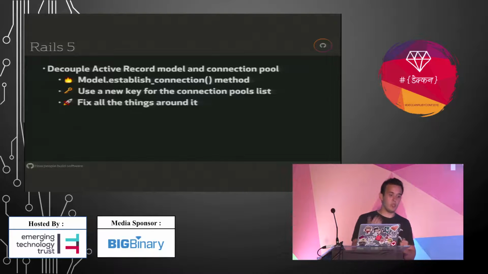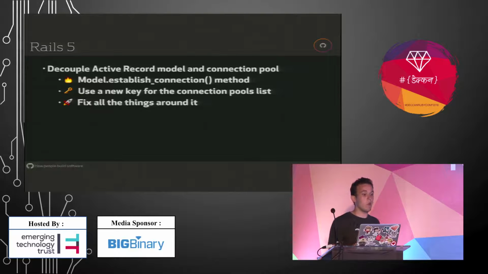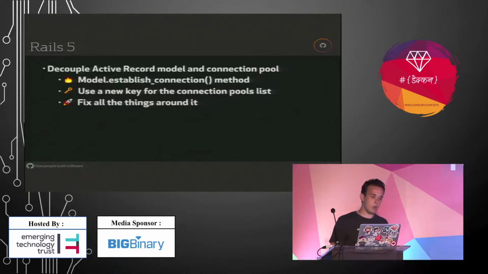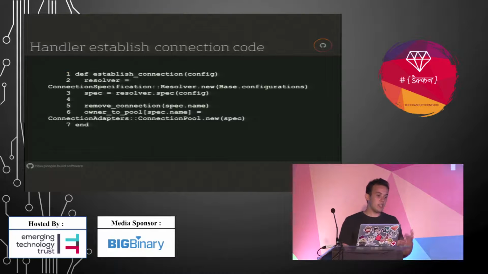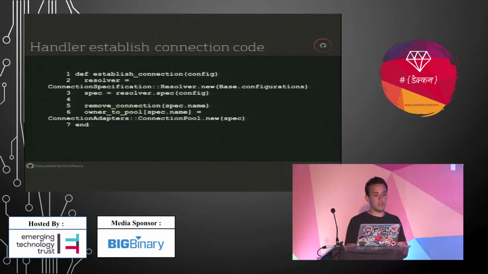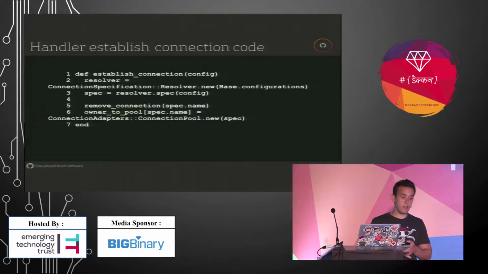Also, that means we're going to have to use a new key to look up the connection pools. We cannot use the model name anymore because, again, it means it's too coupled, and we have to fix all the things around it. So let's take a look at the new code in Rails 5. That's the new established connection code. First of all, you can see on line 1 that the code doesn't receive the class. It doesn't receive the model anymore. It only receives the configuration.